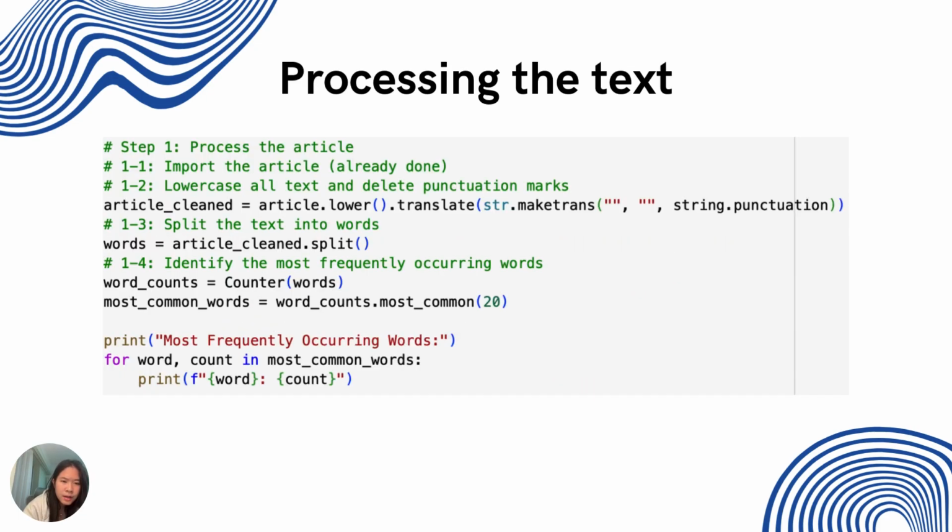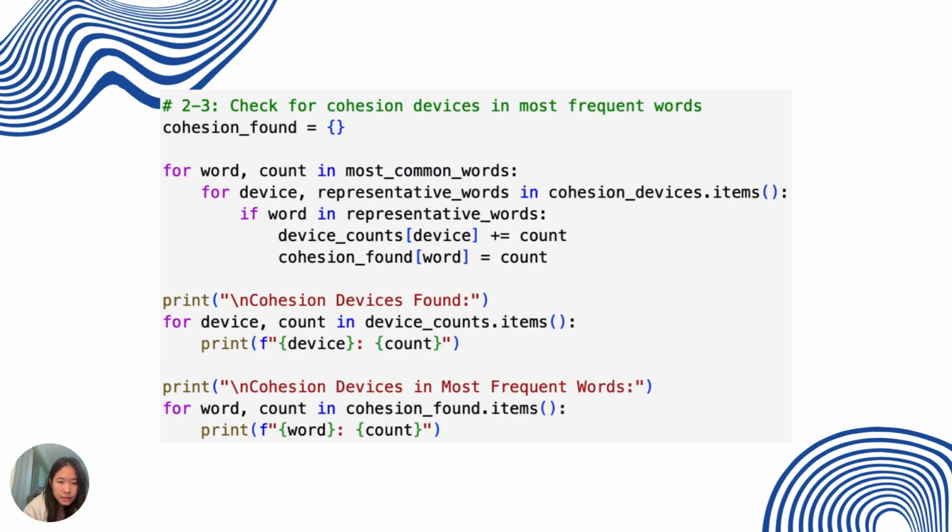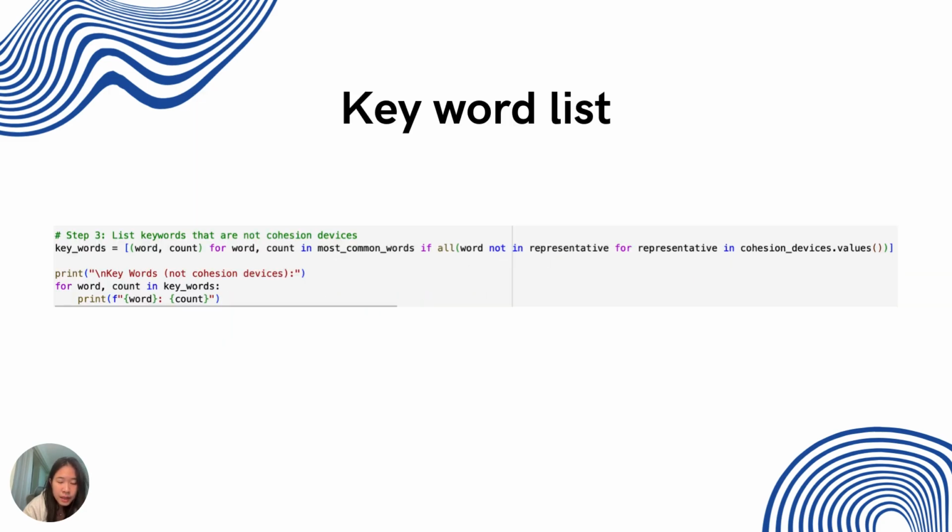Then the second part is processing the text, which is basically the things that I mentioned in step 1. I import the article, lowercase all of it and delete the punctuation marks, then split the text into words, and then identify the most frequently occurring words. The next one is analyzing cohesion devices, and this one is done similarly. And then there is the keyword list.